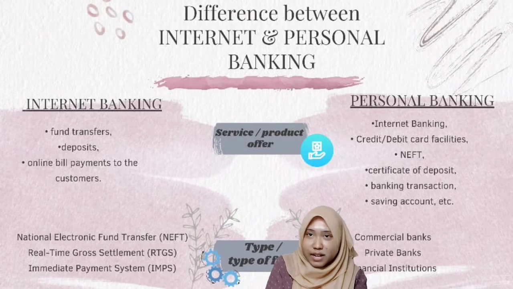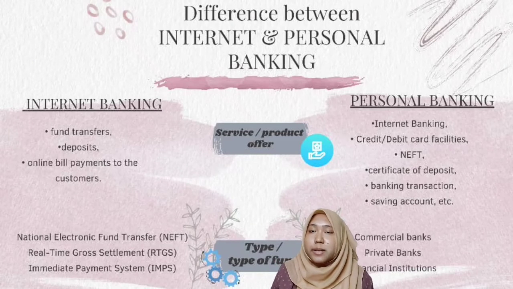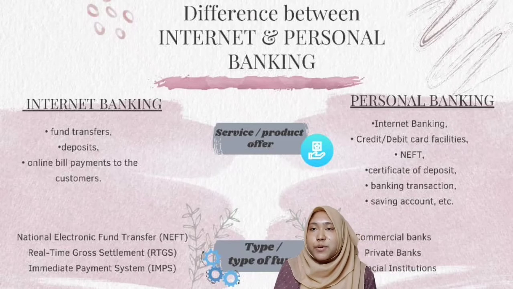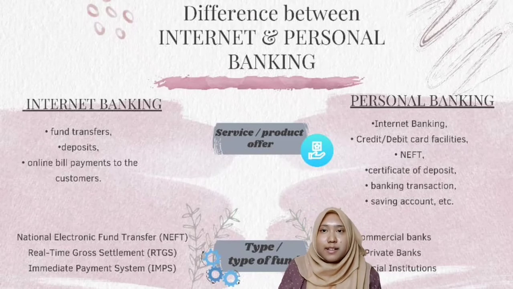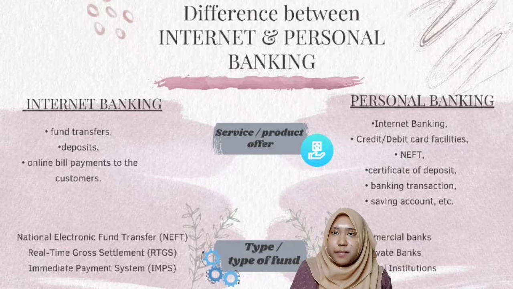Next, difference in service offer or product offer. In internet banking, the service offer is fund transfer, deposits, and online bill payment to the customers. Meanwhile, in personal banking, the product offer is internet banking, credit or debit card facilities, EFT, certificate of deposits, banking transaction, saving account, and etc.